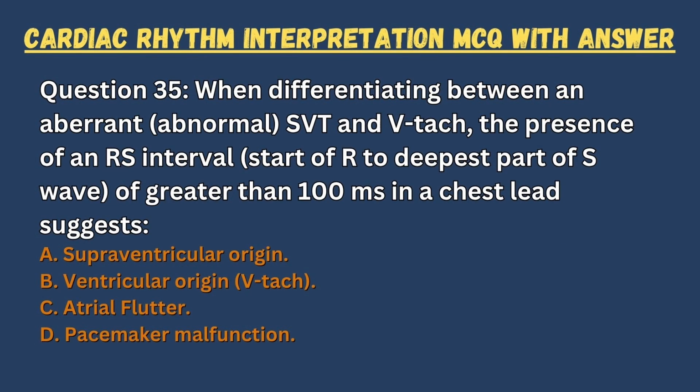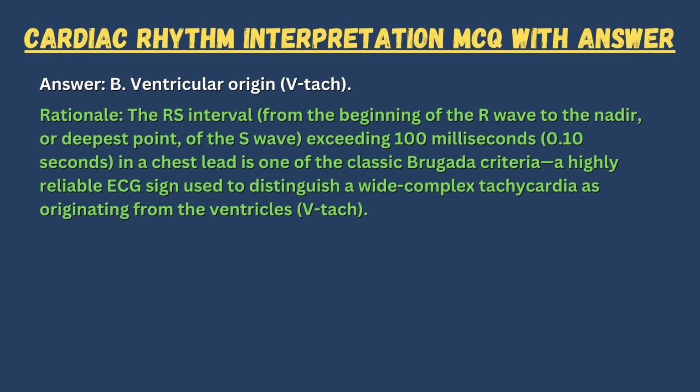Question 35. When differentiating between an aberrant, abnormal SVT and V-Tach, the presence of an RS interval, start of R to deepest part of S wave, of greater than 100 milliseconds in a chest lead suggests A. Supraventricular origin. B. Ventricular origin, V-Tach. C. Atrial flutter. D. Pacemaker malfunction. Answer. B. Ventricular origin, V-Tach.